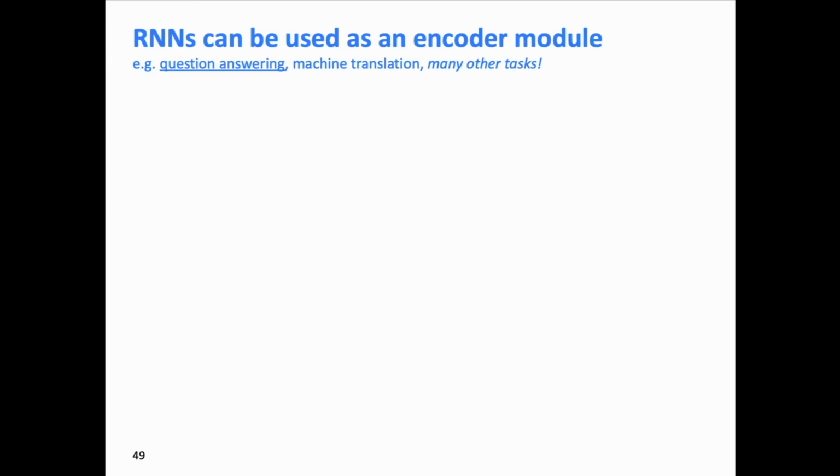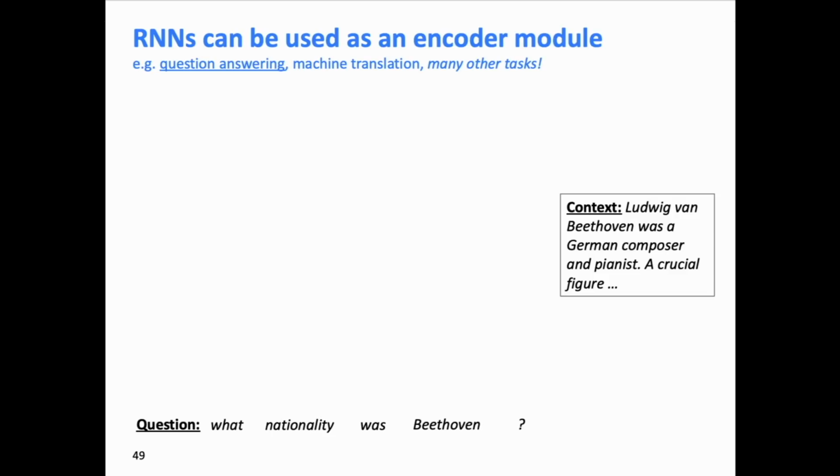Okay, another thing that you can use RNNs for is as a general purpose encoder module. Here's an example that's question answering, but really this idea of RNNs as a general purpose encoder module is very common, and you use it in a lot of different deep learning architectures for NLP. So let's suppose that the task is you've got some kind of context, which in this situation is the Wikipedia article on Beethoven, and then you have a question which is asking what nationality was Beethoven. This is actually taken from the SQuAD challenge, which is the subject of the default final project. So if you choose to do the default final project, you're going to be building systems that solve this problem.